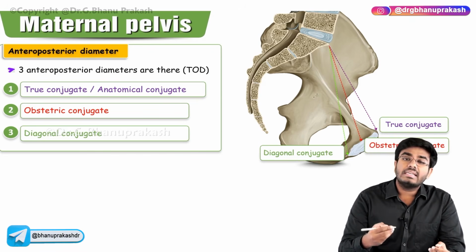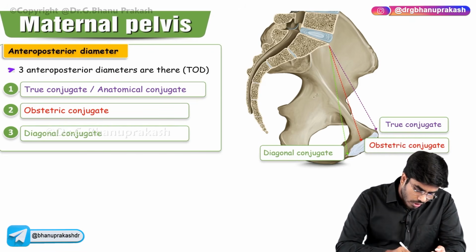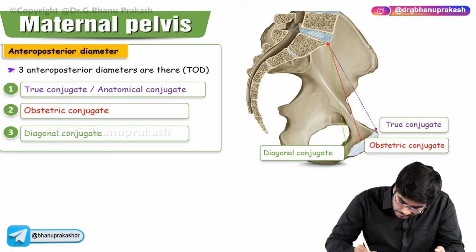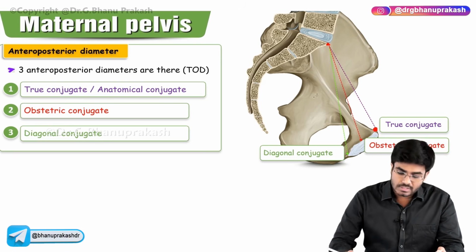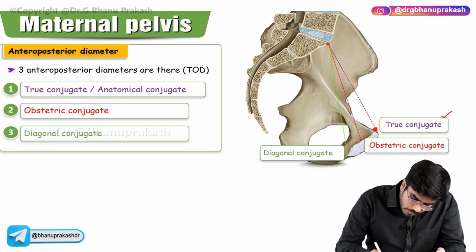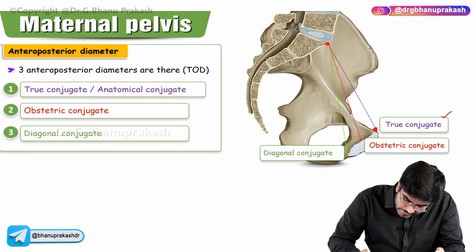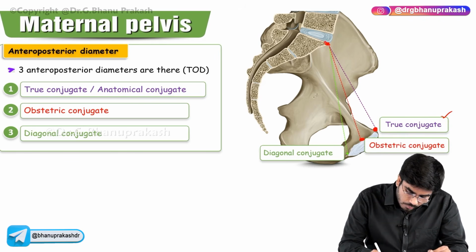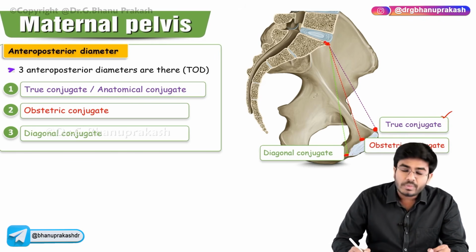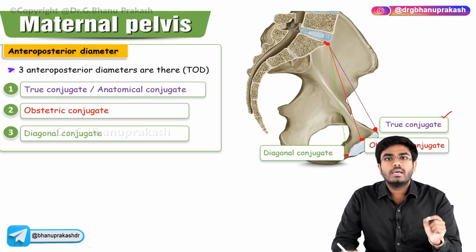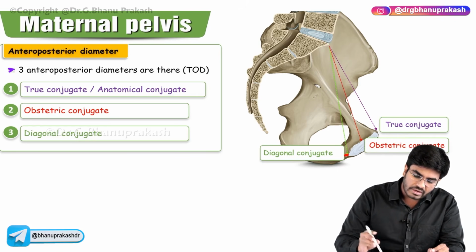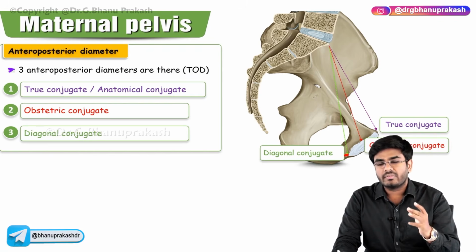They are remembered as TOD: T for true conjugate, O for obstetric conjugate, and D for diagonal conjugate. Please concentrate, guys. From the tip of the sacral promontory to the tip of the pubic symphysis, this is known as the true conjugate. From the tip of the sacral promontory to the middle part of the pubic symphysis, that is the obstetric conjugate, and to the lower part of the pubic symphysis, that is the diagonal conjugate. Now please repeat with me. How many antero-posterior diameters are available? Three antero-posterior diameters are available.